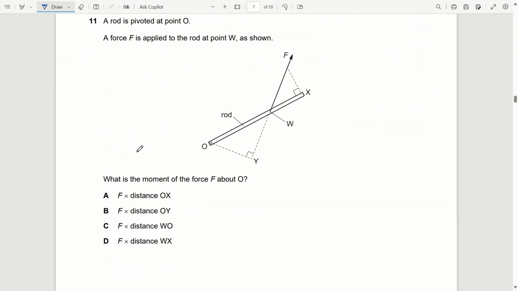11th question. A rod is pivoted at point O. A force F is applied at the rod at point W. What is the moment of force F about O? Now we know that moment is equal to force into perpendicular distance. So force is F and the perpendicular distance of the line of action of the force from the pivot is OY. So option B is the correct one, F into distance OY.